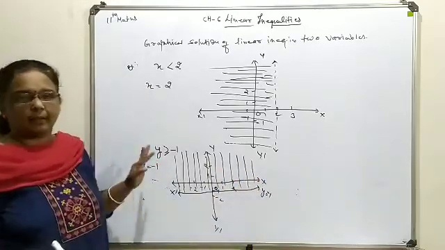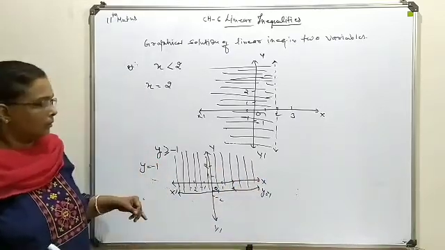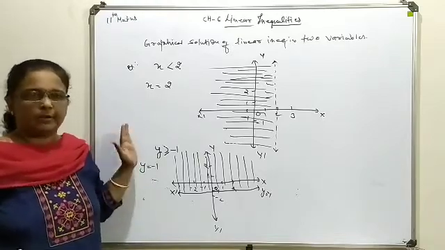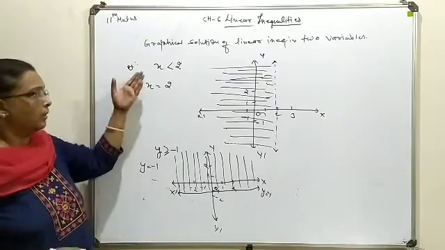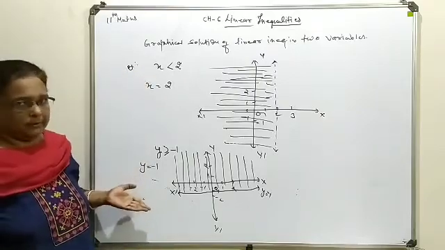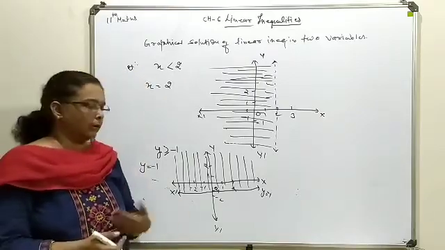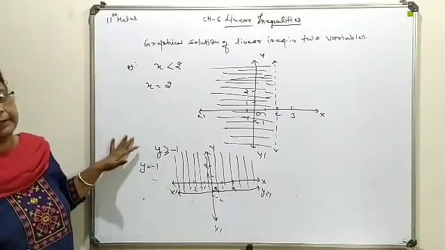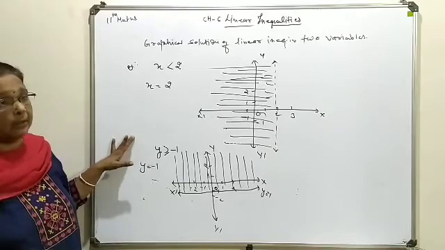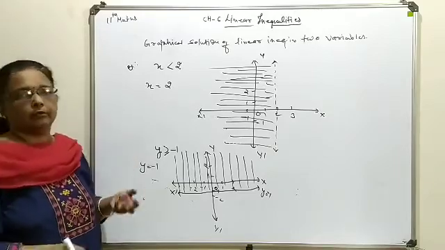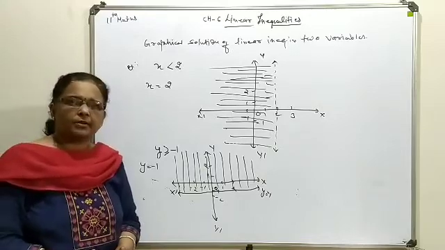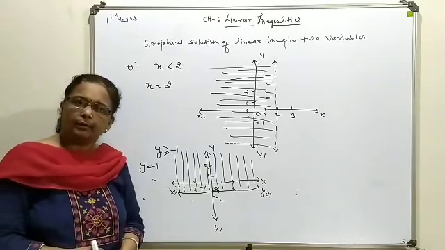So I hope you will be clear about shading of the line towards the origin, above the origin, below the origin as per the inequality available to us. So now we have to discuss the graphical solution of linear inequality with two variables. So we can now start our exercise in which various types of combinations are available based on the inequality.